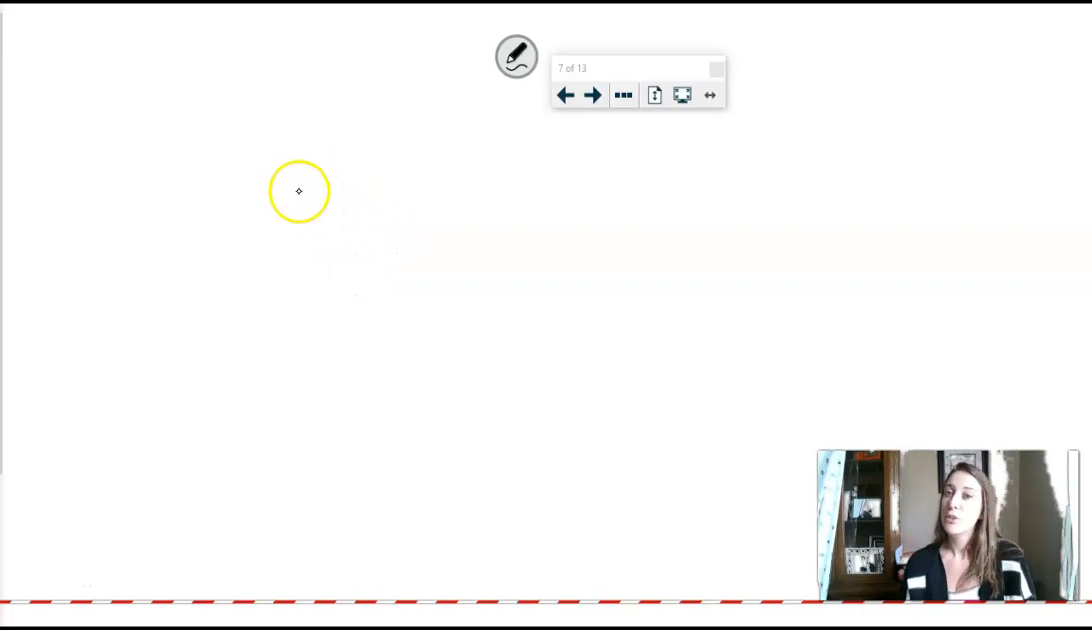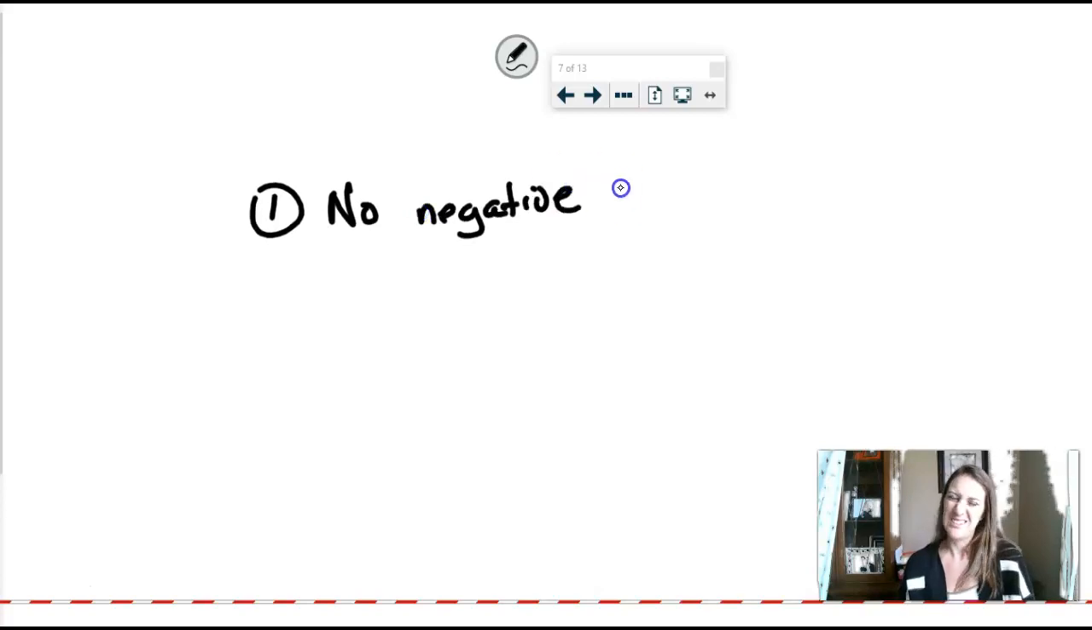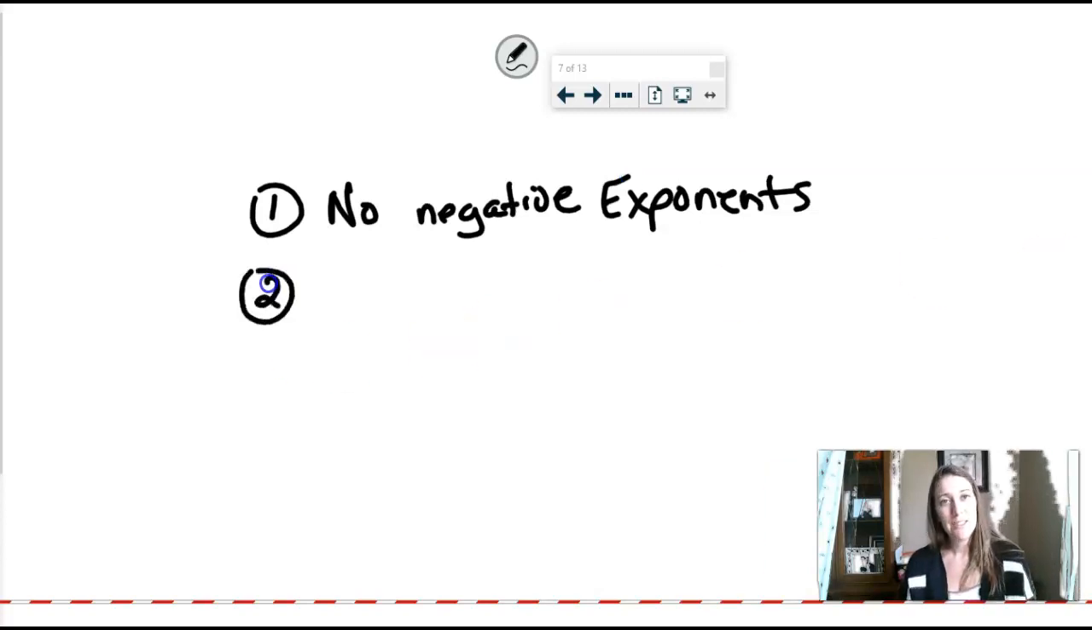So the first rule I might want to write down is that we have to have no negative exponents. So if I'm looking at my problem and I still have negative exponents, we got a problem. Another rule that we have to follow is that I cannot have any parentheses.